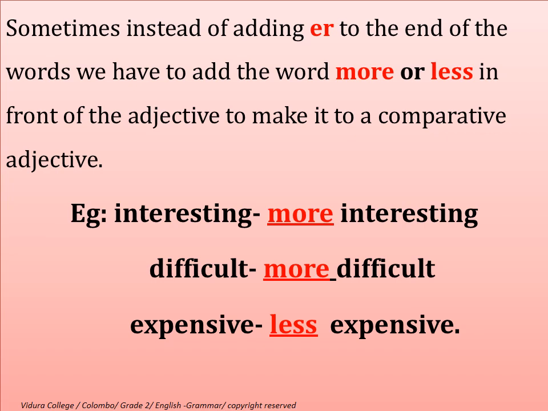Sometimes, instead of adding er to the end of the word, we have to add the word more or less in front of the adjective to make it a comparative adjective. For example, interesting. We add more in front and say more interesting. Difficult, more difficult. Expensive, less expensive.